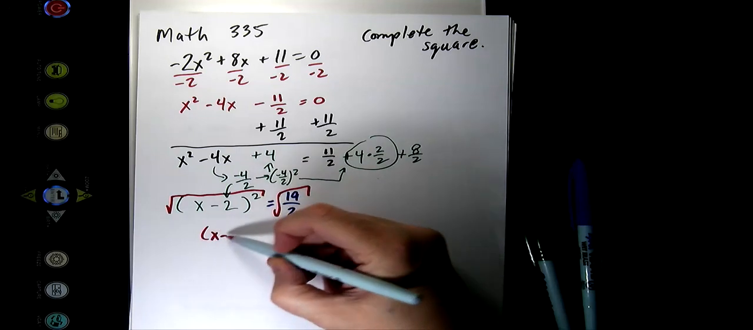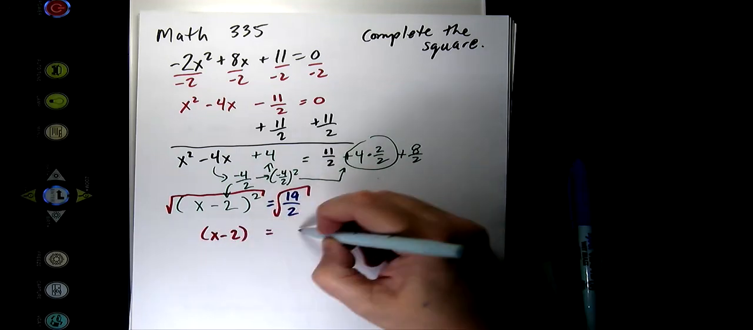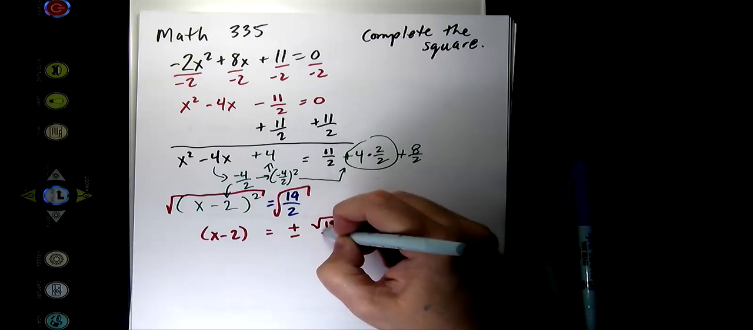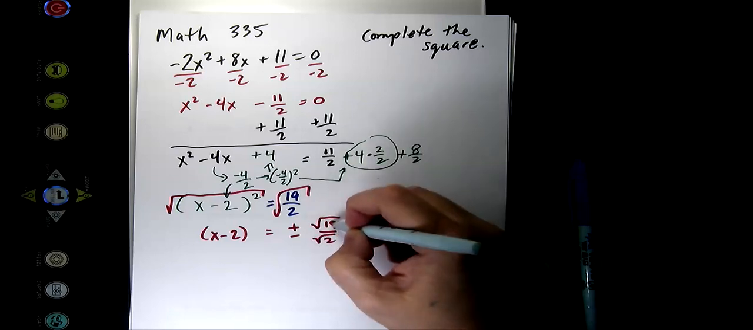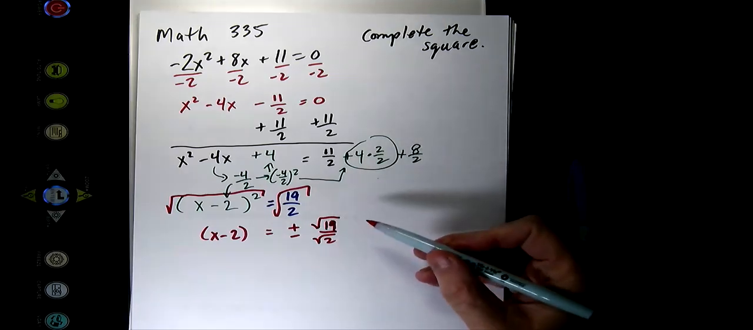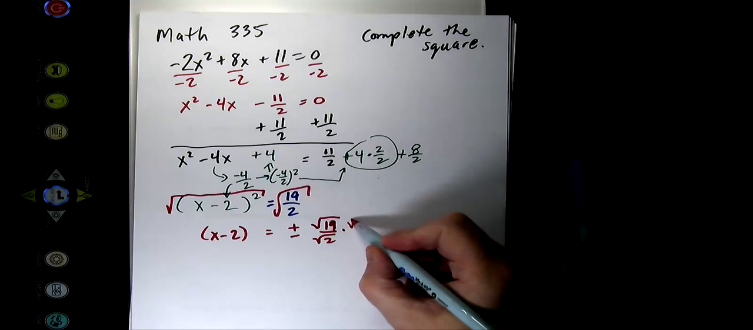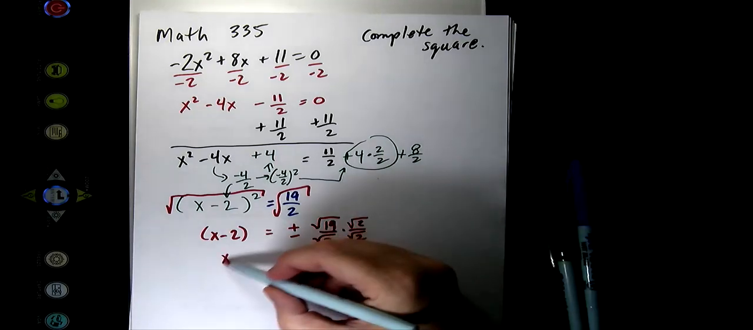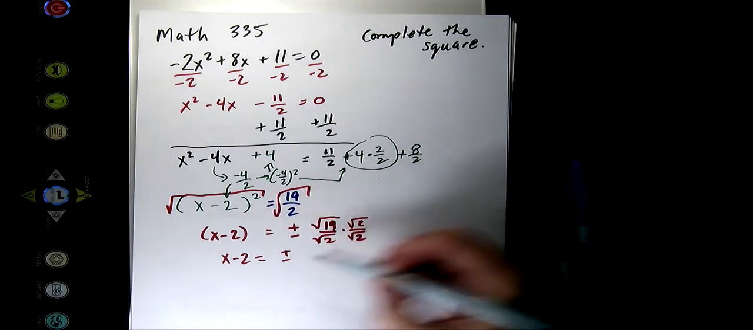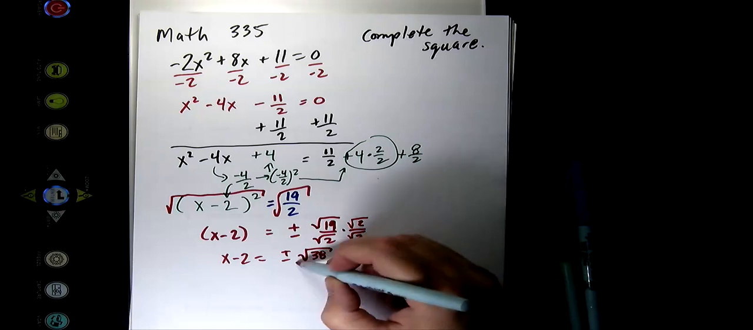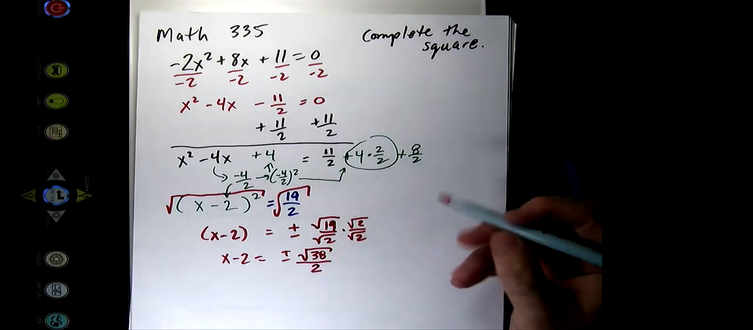The left side is x minus 2. The right side is plus or minus the square root of 19 over the square root of 2. Now it's not going to like the square root on the bottom. So let's multiply this by square root of 2 over square root of 2. And we get x minus 2 equals plus or minus, that's going to be square root of 38, and now the bottom is 2 without a radical.